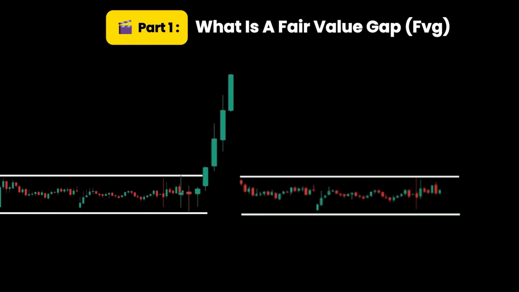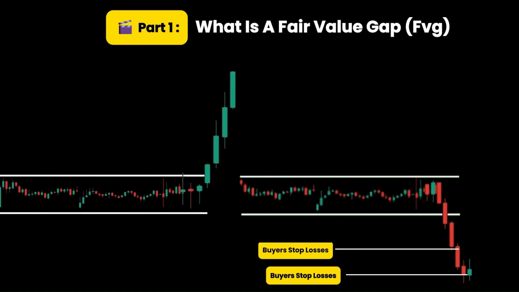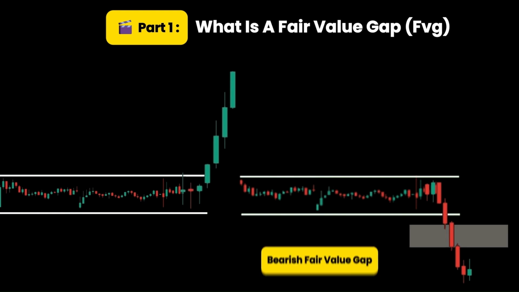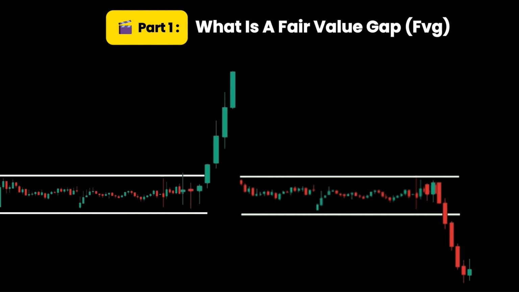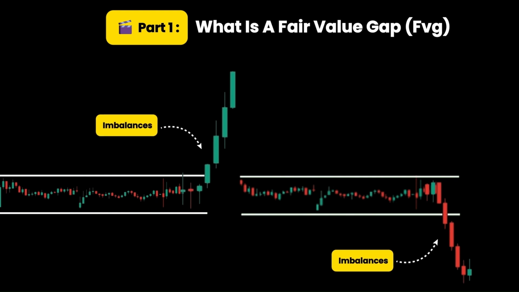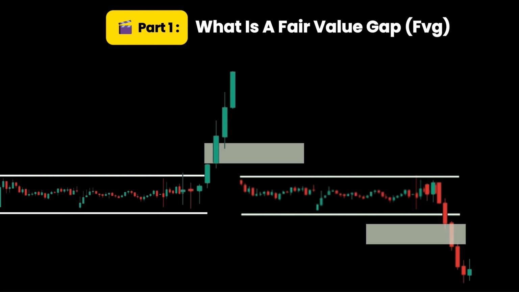Similarly, when sellers dominate, they push the market down, hitting buyers' stop losses, creating big red candles and a bearish fair value gap, showing where sellers sold below the fair price. So in short, fair value gaps are the imbalances created when the market moves quickly from balance to imbalance, and you can clearly see them between 2 consecutive candles.